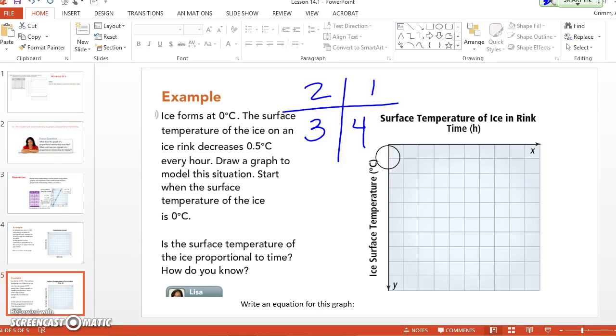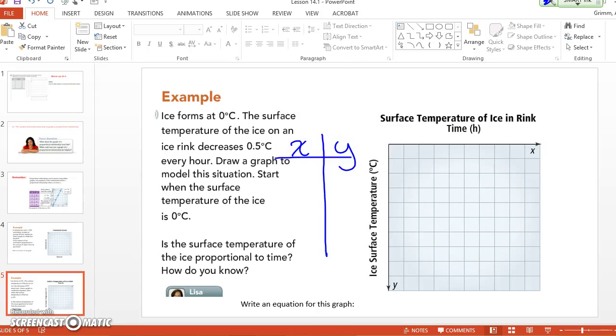Okay. So let's start with our table here. X is going to represent hours, and this is going to represent our temperature. So at time 0, what is the temperature of the ice? 0. It says 0 degrees Celsius. Okay. This says it's counting by hours. So at 1 hour, what is the temperature of the ice? Negative 0.5.